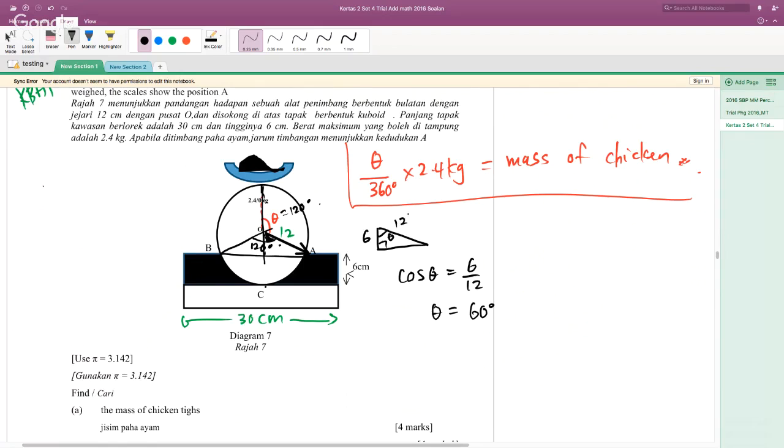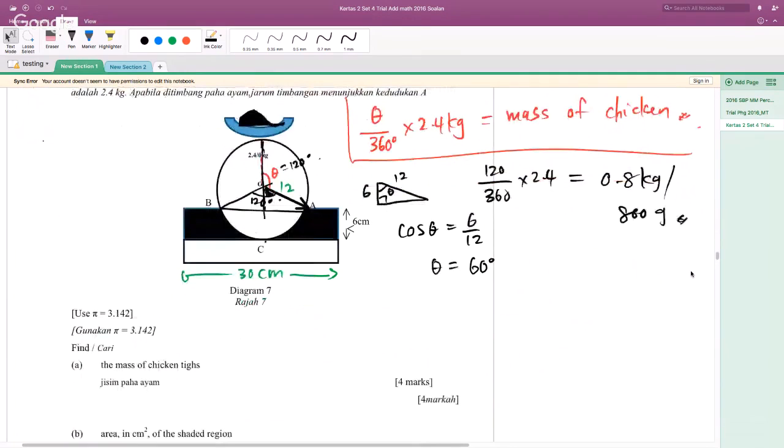Okay, so I can get the weight of the chicken thigh easily. I say 120 divided by 360 multiplied by 2.4 kg. Then the chicken thigh is just 0.8 kg. Or you can say it's equal to 800 grams, depending on the question, kg or gram. Yep. So okay, if you get the idea, then we're going to move on to the second part.